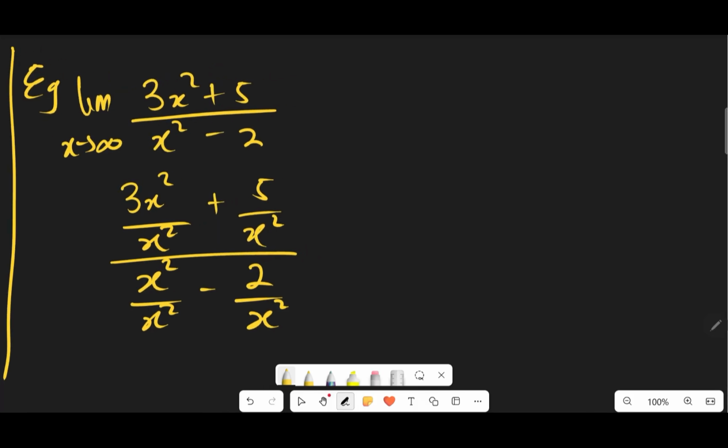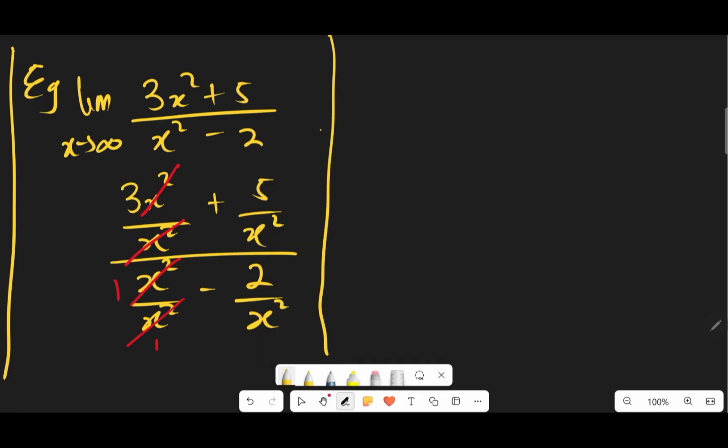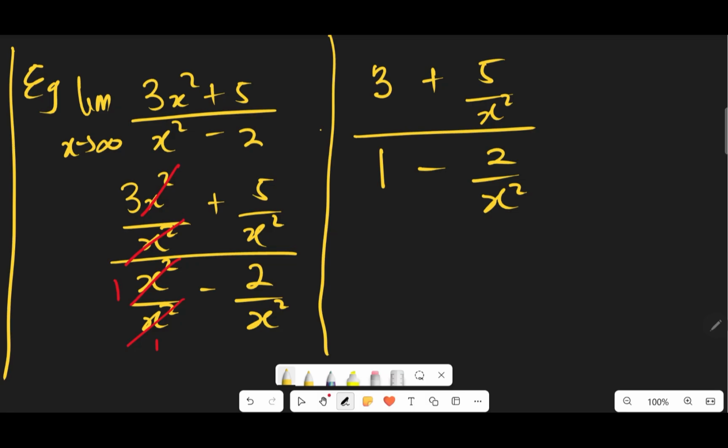Now from there, we will cancel. This x squared and this x squared will cancel. x squared over x squared goes to 1 here, and it goes to 1 here. Is that okay? Now from there, we are going to get 3 here, so 3, then plus 5 over x squared, all over x squared over x squared gives us 1, minus 2 over x squared. Now we have eliminated the highest power of x. You understand? So now we can put in our infinity.